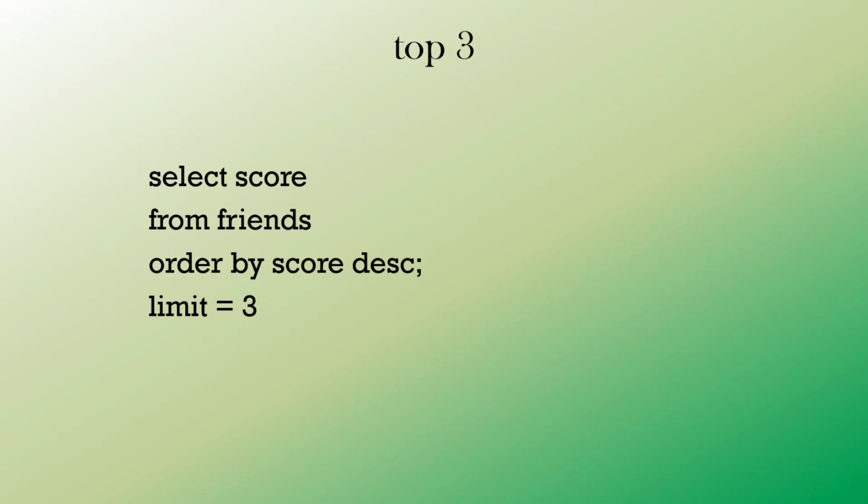Here's an example where we want to look at the top scores, but we want to limit them. So we select the score from the table, and then we order by the score descending, so the highest score is first, but we put a limit on it, so we're only looking at the top 3.